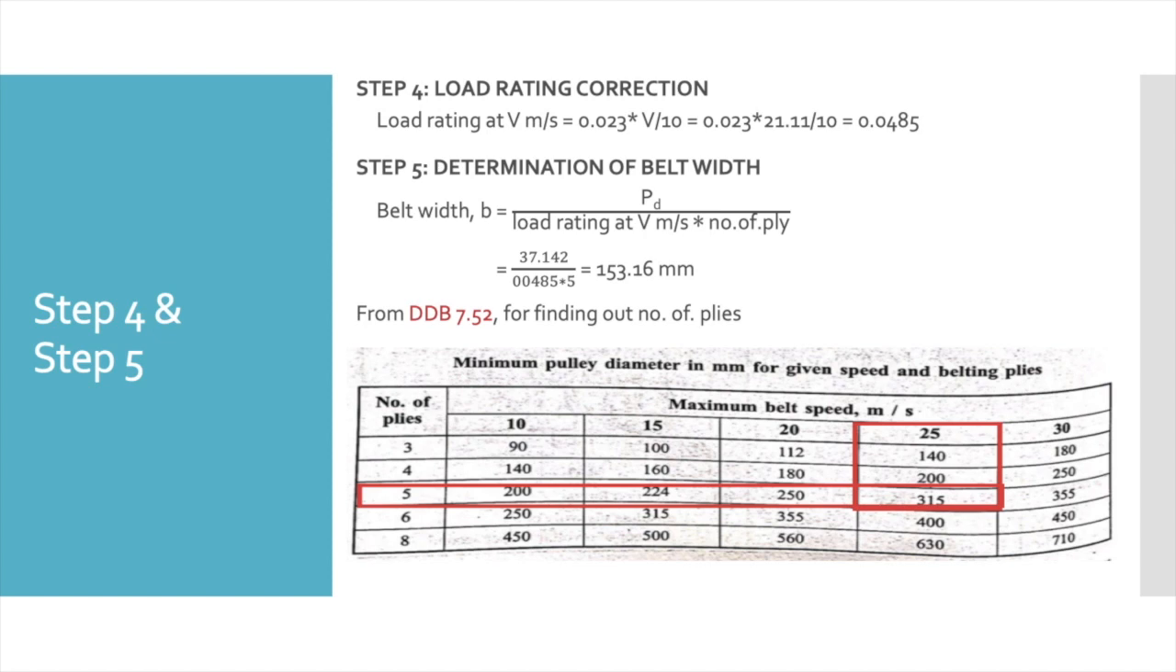So the maximum belt speed we are taking here is 25, not 20, because our value is 21, and we are going to take a value higher than 21.111, which is 25 here. And the pulley diameter is 280, and in the series of 25, you can see 140, 200, 315, 400, and 630. You can't take 200 because our value is 280, and we are taking 315, which is a higher value than 280. So the number of ply corresponding to these values is 5.